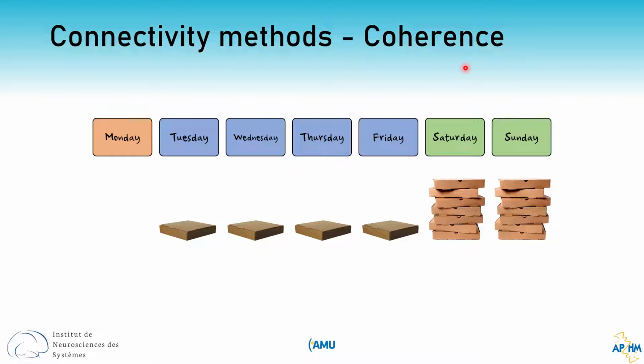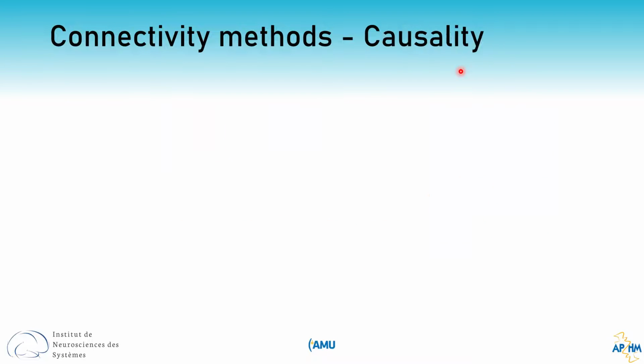Also, the number of ordered pizzas depends on the day. For example, we will sell more pizzas during the weekend compared to the rest of the week. So the frequency of this signal is weekly, in this case depends on each week, and can be estimated using the coherence. The connectivity has also a certain delay.